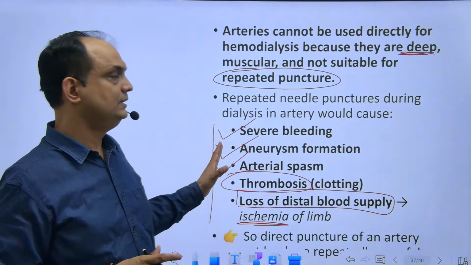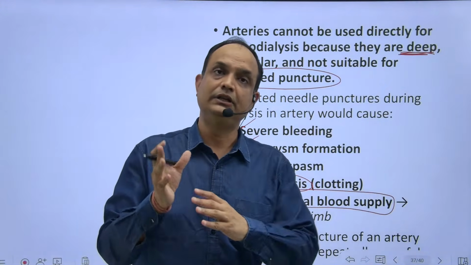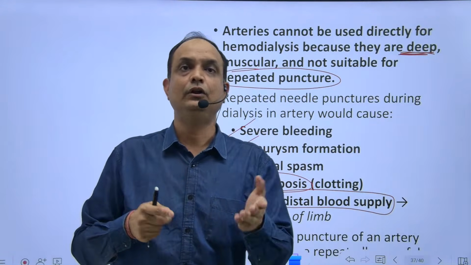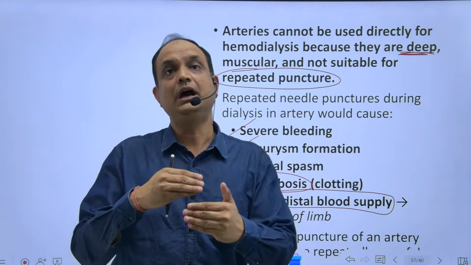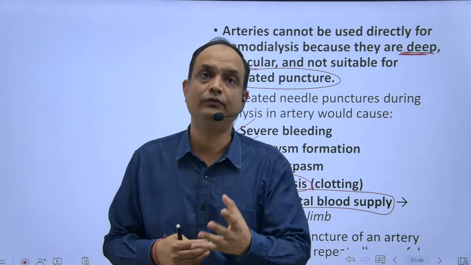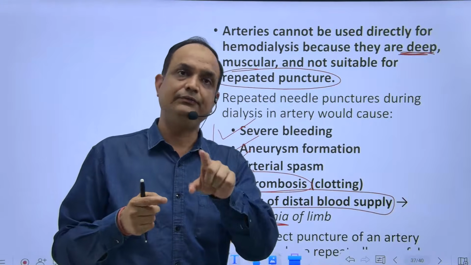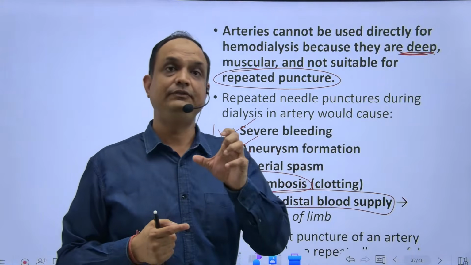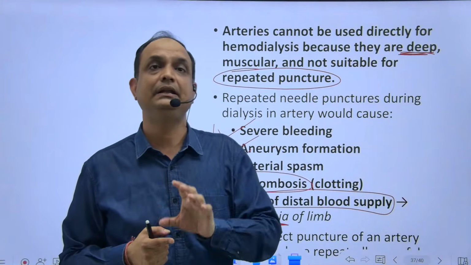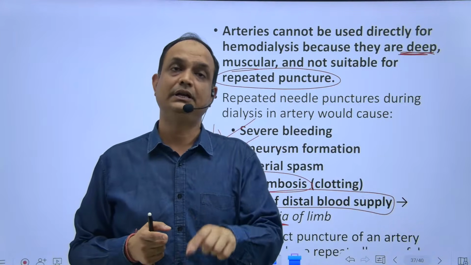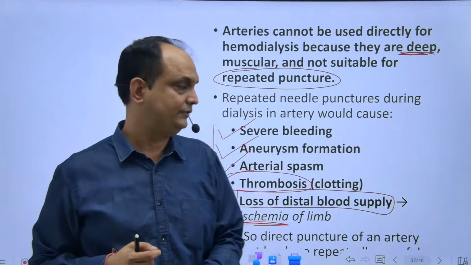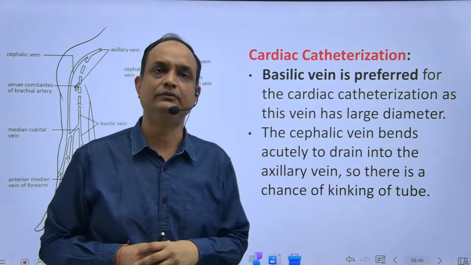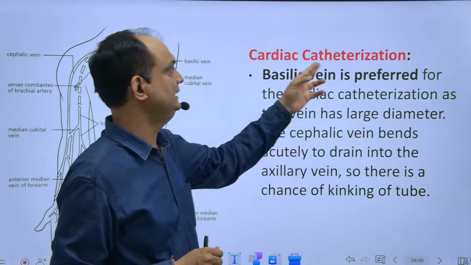Before doing this, what we will do is find the nearby vein, connect the artery with the vein, and allow the vein to undergo arterialization. That means the wall of the vein becomes thick, and then that vein will be used for multiple punctures in hemodialysis. Plus the venous pressure also becomes higher in the vein, which is required for the dialyzer machine to work sufficiently. Now another job of the superficial vein is cardiac catheterization.